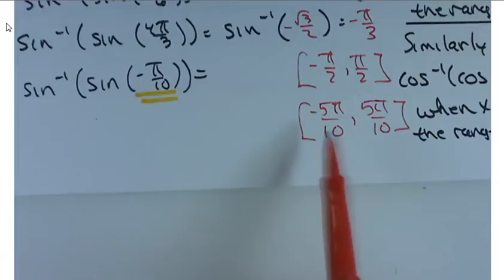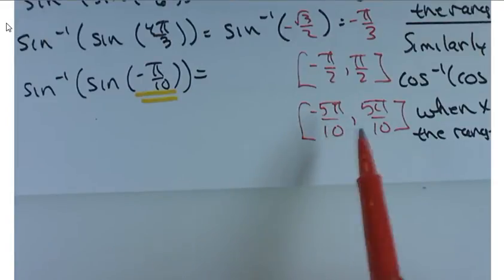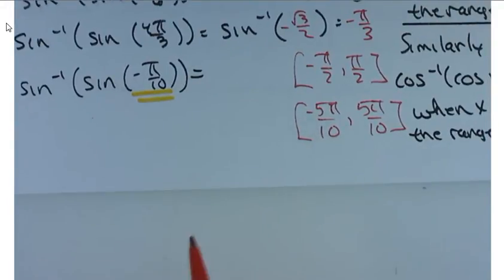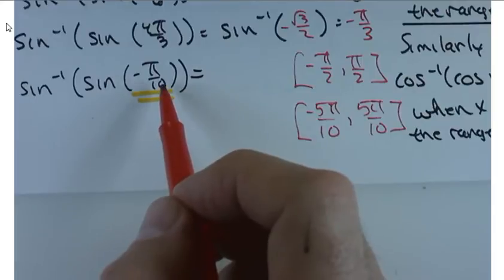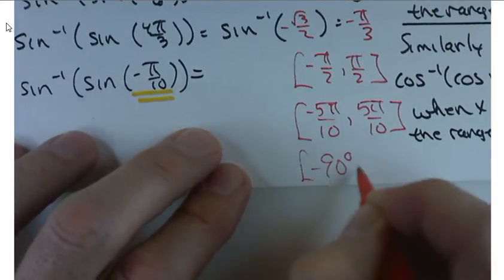So if it has a common denominator, I just did that to hopefully give you an easier way to see that this fits between here. You could convert that to degrees. It'd be negative 18 degrees. Negative 18 is definitely between negative 90 and 90.